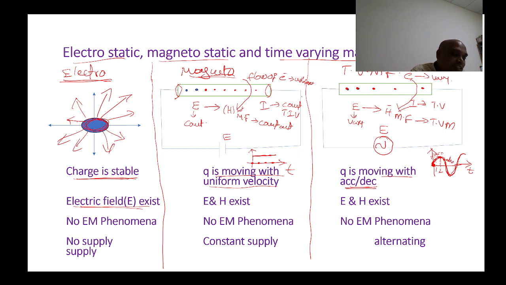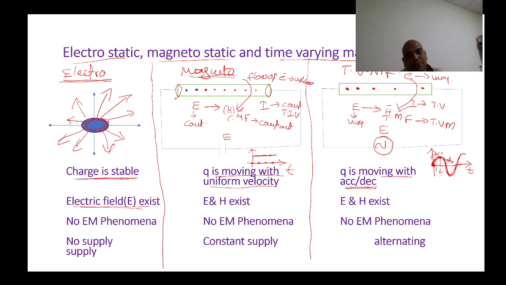So here the current is constant. Here the current is time varying. Due to constant current, which type of magnetic field is developed? Constant magnetic field is developed. Due to time varying current, which type of magnetic field is developed in AC, in the conductor? Time varying magnetic field. This one is a time varying magnetic field. This one is a constant magnetic field.